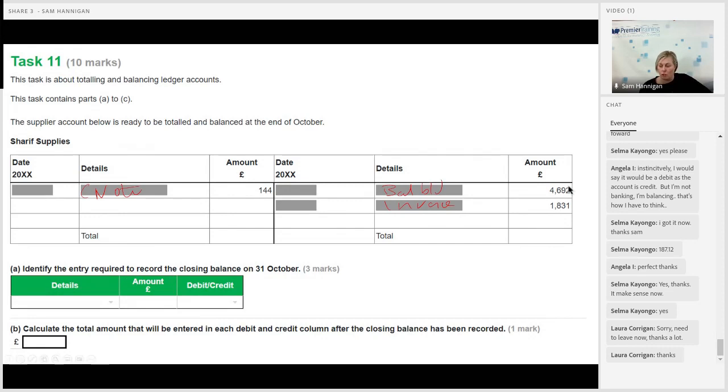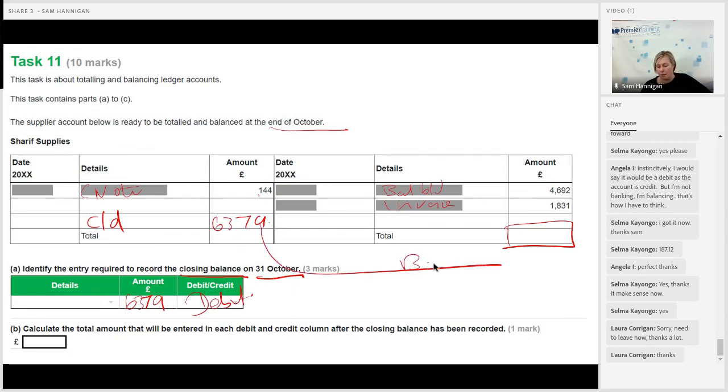So total the highest side minus the credit note would give me the balance of 6379, and it's asking for the closing balance at the 31st of October. Well, we're working in October, so that must be a carried down figure of 6379, which means that would be on the debit side. Okay, because to bring it down, it'd be brought down on the credit side.